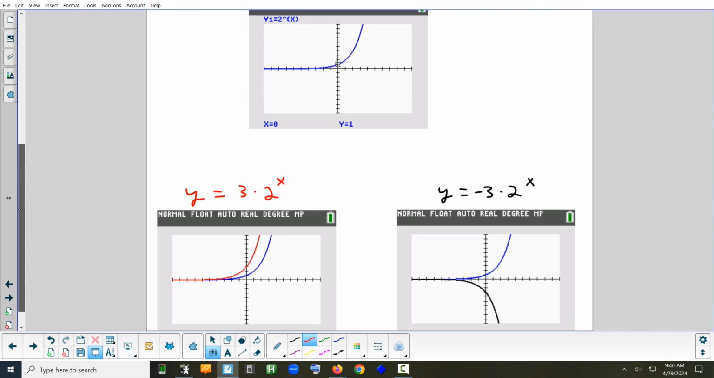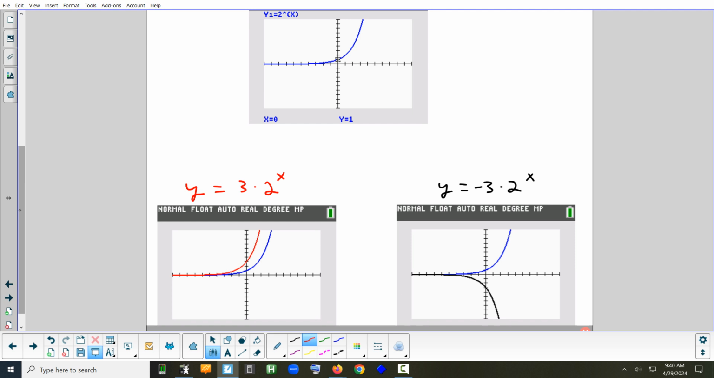Okay, so what do you notice? Let's look at, say, the red one first. They're parallel. Okay, so they look kind of like parallel. How about in terms of which one curves up faster? The red one. Yeah, the red one curves up a little bit faster. Okay. What do you notice about the black one? Negative 3 times 2 to the x. What did that negative do to the graph? It goes down. Yeah, it's like it flipped it and it made it go down.